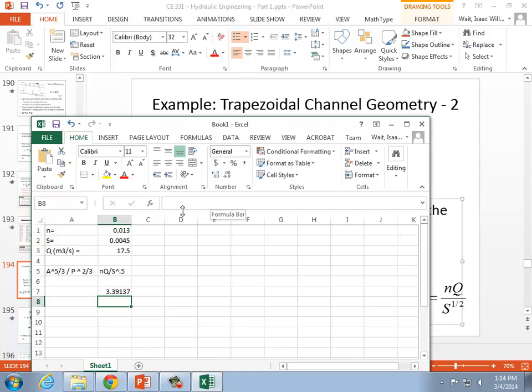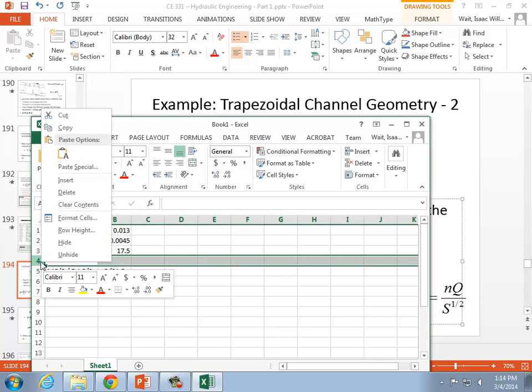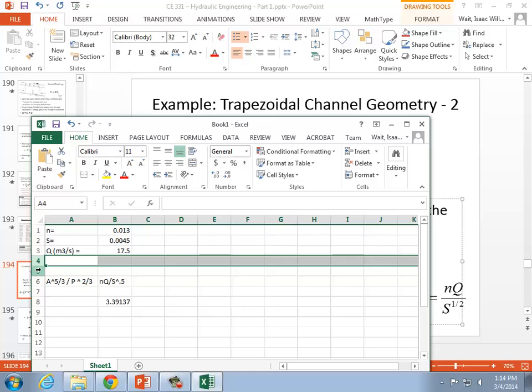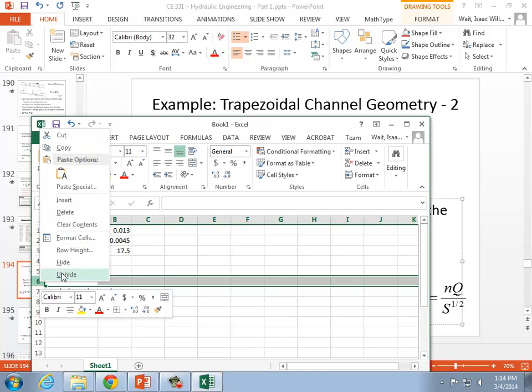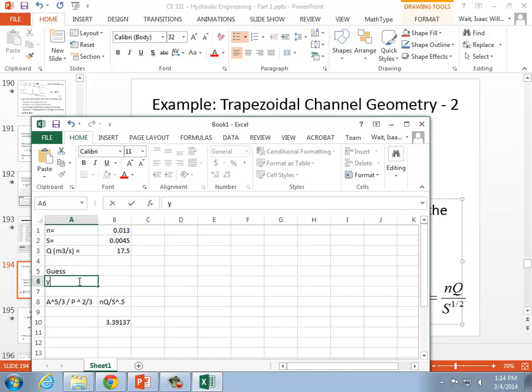And so we get the right-hand side of the equation that we're going to be trying to get this all equal to. And then we also have to have a guess value for the depth. So we're going to have some guess value of the normal depth y, and y is going to be in terms of meters. So maybe the depth will be 1 meter. Okay, what is the formula for the area and the wetted perimeter that we're going to be typing into Excel?